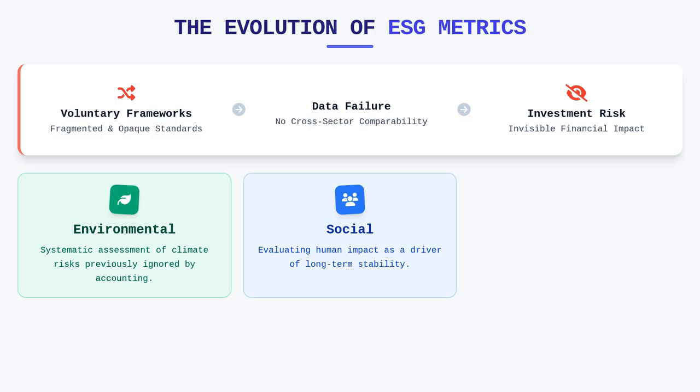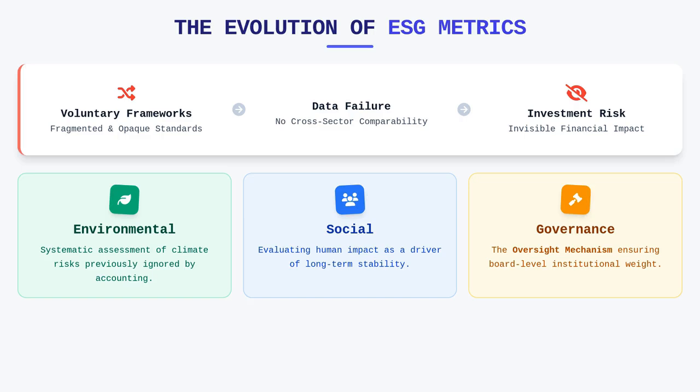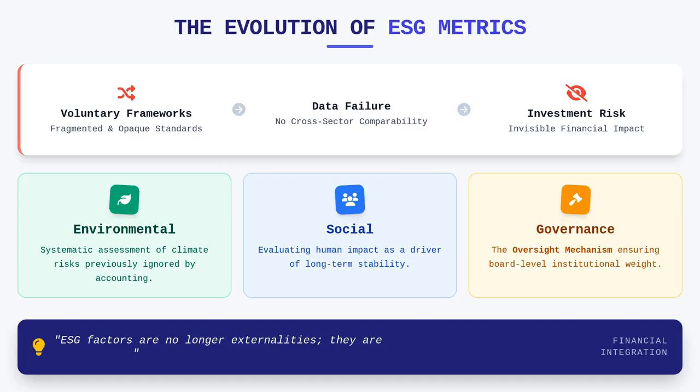When we discuss ESG integration, we are effectively discussing the systematic assessment of risks that traditional accounting standards previously ignored. Governance, as the third pillar, acts as the mechanism for oversight, ensuring that companies have the appropriate controls in place to manage environmental and social risks effectively. Without a robust governance structure, any effort to address climate or social issues lacks the institutional weight required to affect real change at the board level. Consequently, the framing has evolved to emphasize that these factors are not externalities, but are actually core drivers of financial performance.